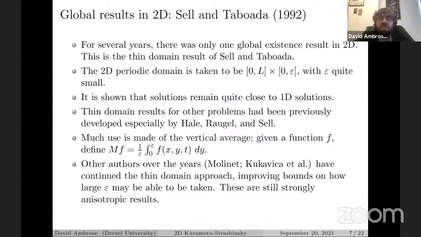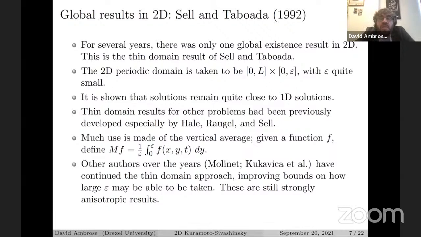For several years, this was the only global existence result in 2D, and it's a thin domain result. So the 2D periodic domain is taken to be [0, L] cross [0, epsilon], with epsilon quite small. And as is usually the case for thin domain results, it's shown that the 1D dynamics dominate. It's shown that solutions remain quite close to 1D solutions.